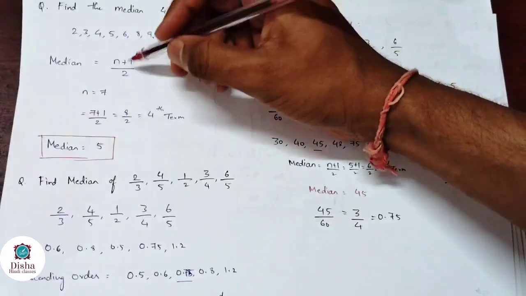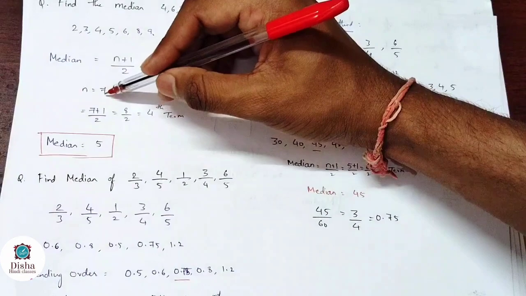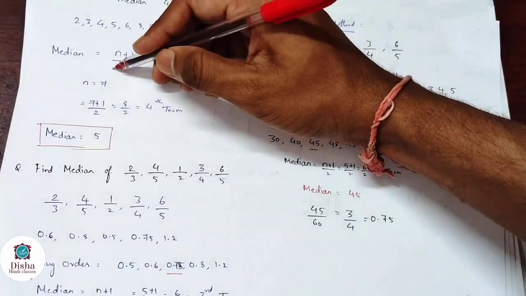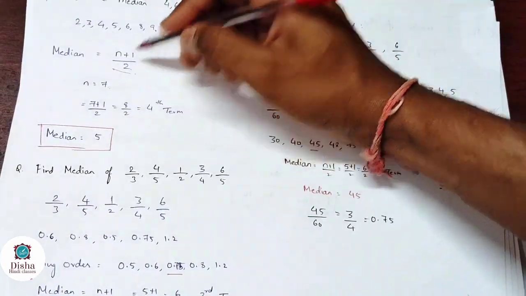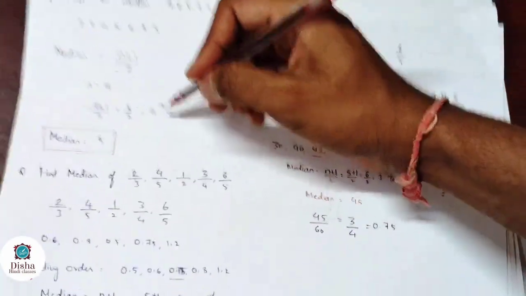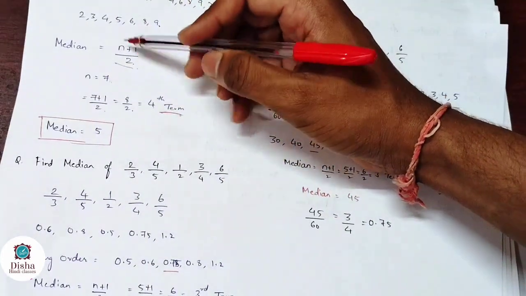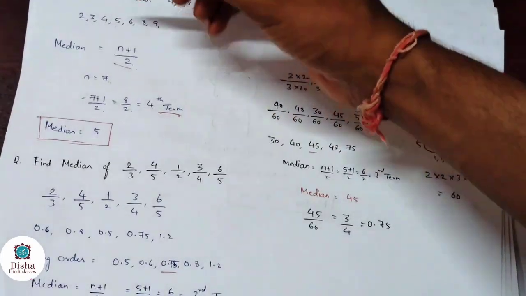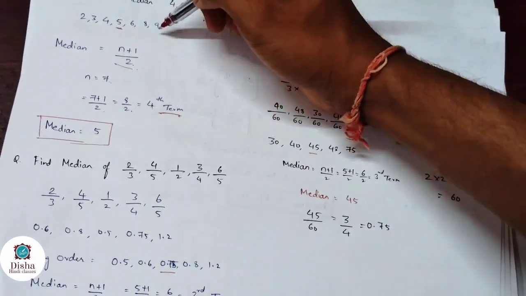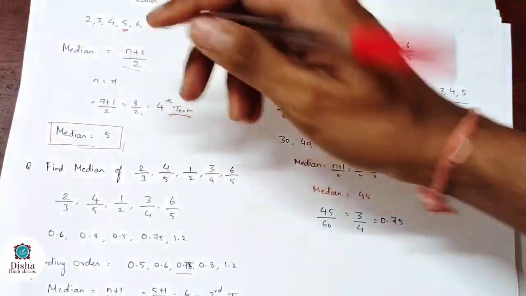What is the formula for median? (n plus 1) by 2. What is n? Total number of observations. The total number of observations we have is 7: 1, 2, 3, 4, 5, 6, 7. For odd n, the formula is (n plus 1) divided by 2. So 7 plus 1 divided by 2, that is 8 by 2, which is 4. The median is the fourth term of the observations. The middlemost value would be the fourth term from this side or this side. You can take from any side: 1, 2, 3, 4, that is 5. From here also 1, 2, 3, 4, that will be 5. So the median of the observations is 5.